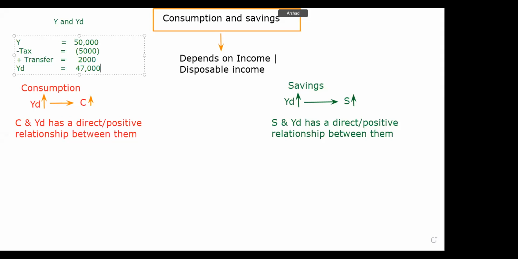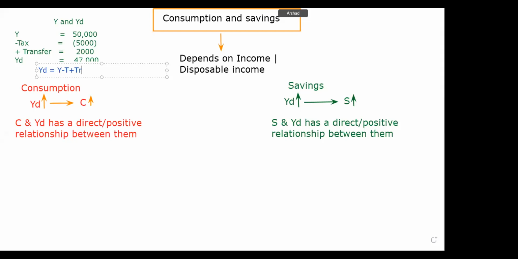So in very simple terms, from your income, from your Y, if you minus taxes, that is T, and add transfers, you get disposable income. If I am to write it as an equation, I can say YD, your disposable income, is equal to your income minus any taxes plus any transfer. So that is the difference between income and disposable income. That is one thing that you all have to know.